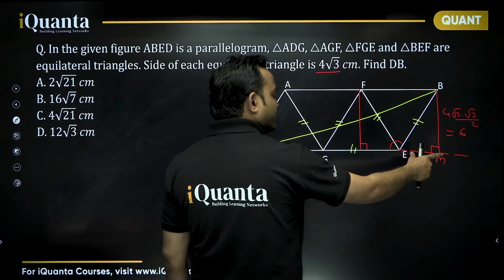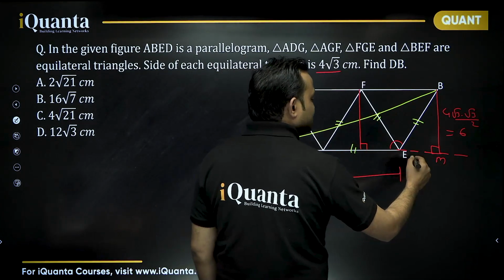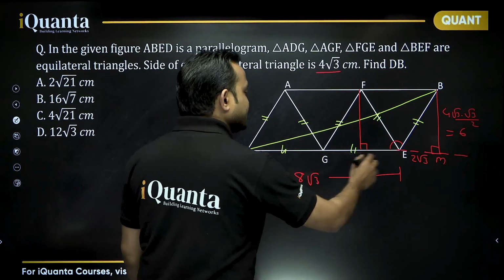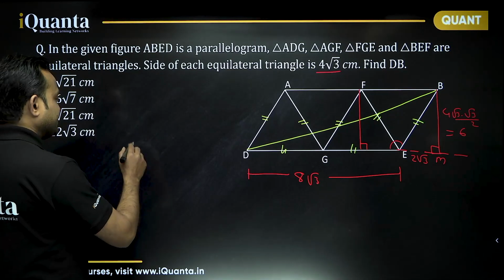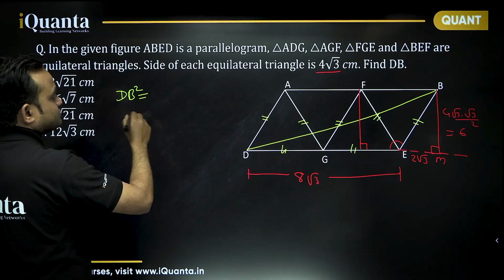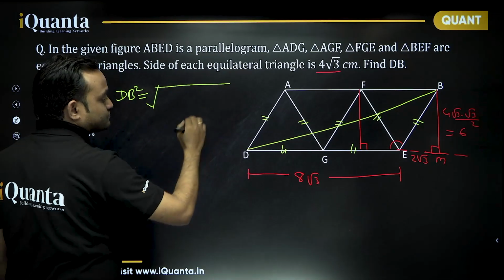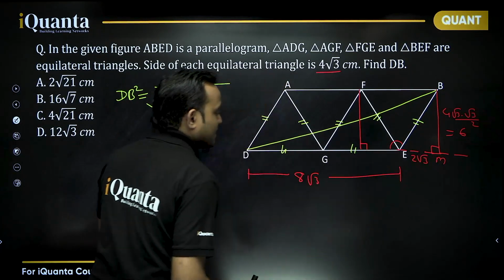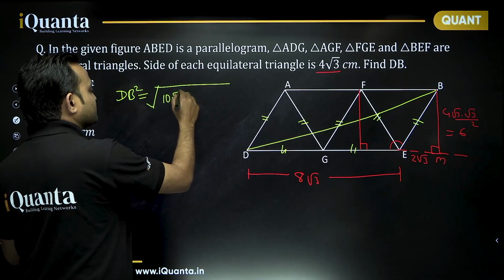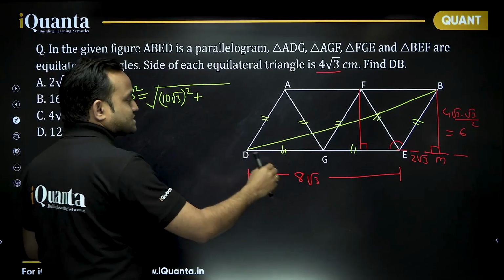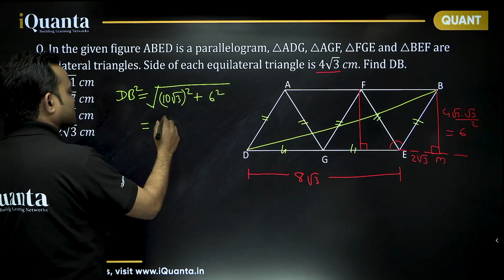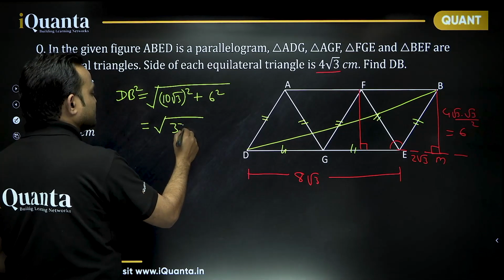What will be EM? EM will be half of this side length. This will be 2 root 3. So we know the length of DM. Can we say that DB will be equal to square root of DM square? So 8 root 3 plus 2 root 3, it will be 10 root 3 whole square, plus this length, which is 6 square. This gives us square root of 300 plus 36, that is 336.